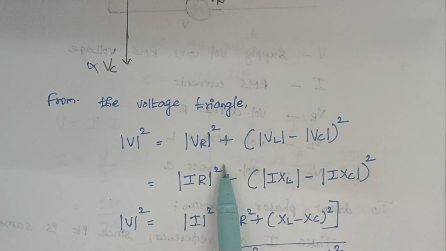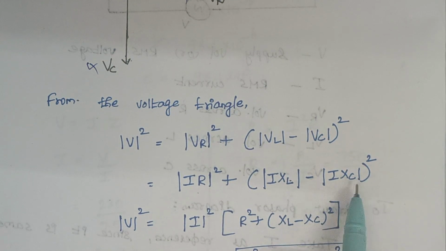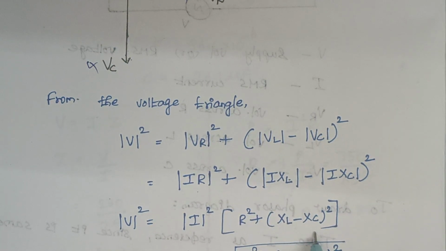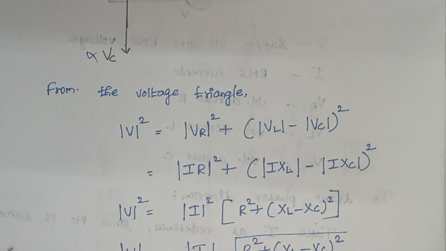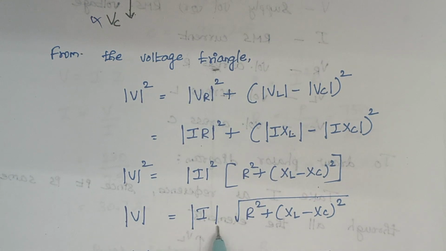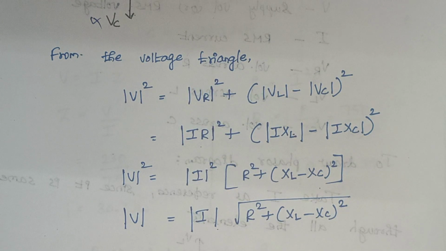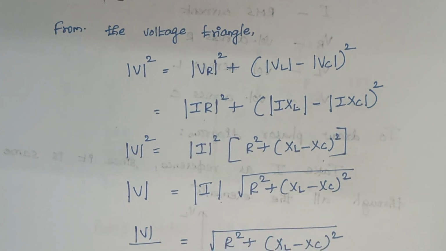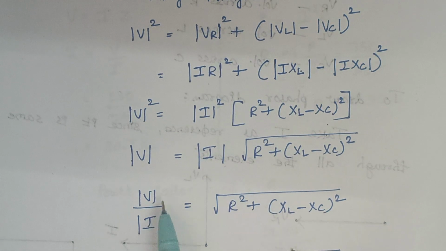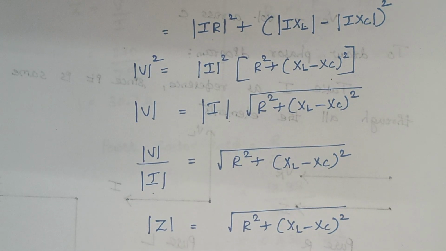So the remaining terms will be R square and XL minus XC the whole square, right? Again, when you take square root on both sides, here we will be having V and here it is I, and here it will become square root of R square plus XL minus XC the whole square. Right. And when you move this V downwards, it becomes V by I. So V by I is nothing but our impedance Z.